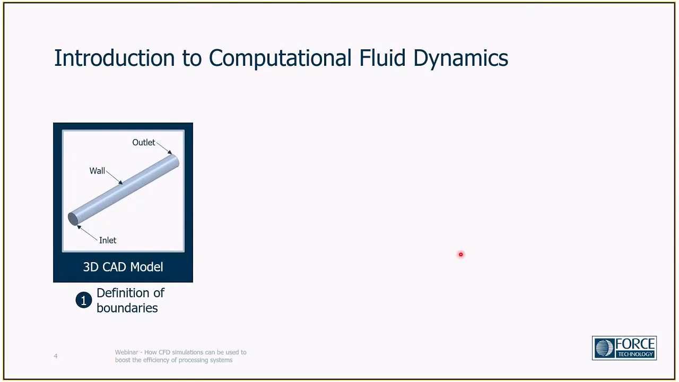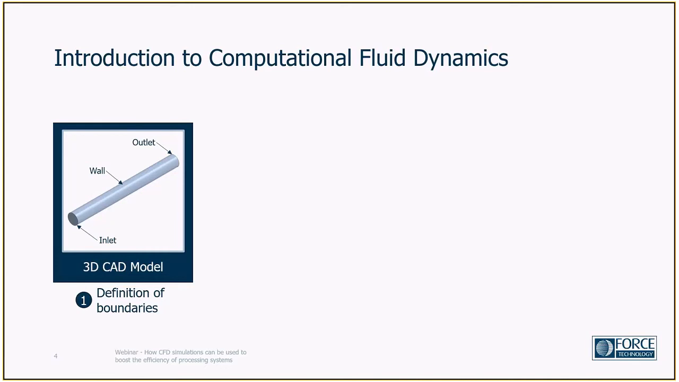Then we define the boundaries of the fluid domain. In this case, we have an inlet here and an outlet, and then we have a wall. And the inlet is representing where the fluid flow gets into the domain, while the outlet is where the flow gets out of the domain. And the wall is just modeling the inner wall of our physical pipe.